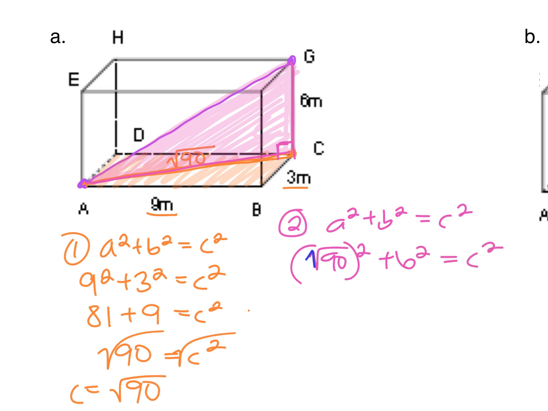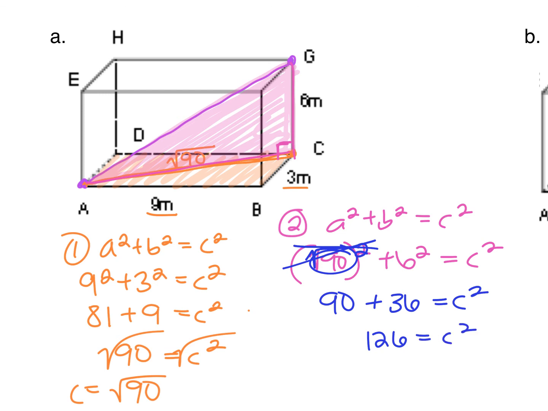Remember what we said, square root and squareds cancel. So I'm left with just the number inside. So I'm left with just 90. 6 squared is 36. And I'm going to add them together to get 126 equals c squared. Now when I take that square root, I now put this number in my calculator. So let's figure it out. When I do that, I get 11.2 equals c.